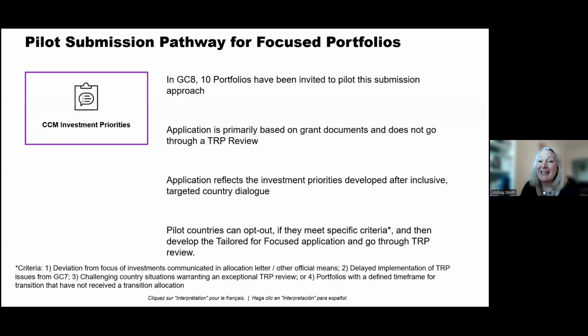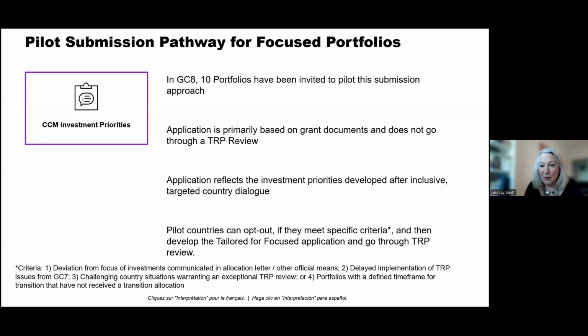So for Grant Cycle 8, 10 portfolios have been identified to pilot this submission approach, which is that the applicant considers the input from the allocation letter, receives some input from the TRP in advance as pre-shaping, and then the applicant, the CCM, develops a 2-page confirmation of funding priorities following their dialogue they're engaging in country, which they use to brief the country team, the Global Fund country team, and the principal recipient.